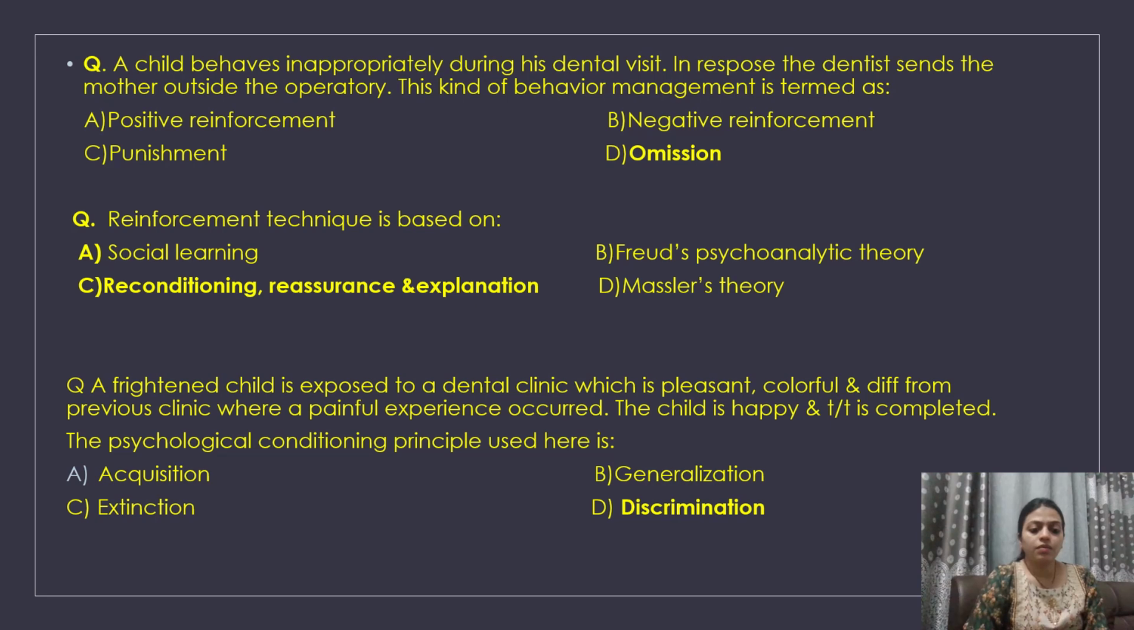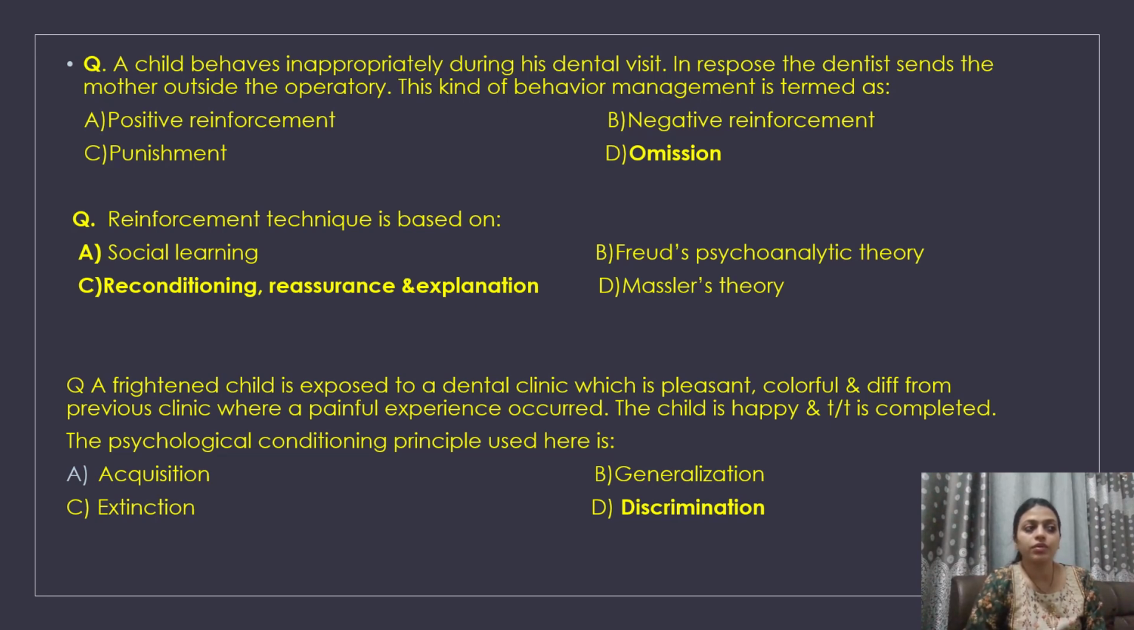Now let's discuss one or two questions. A child behaves inappropriately during his dental visit. In response, the dentist sends the mother outside the operatory. This kind of behavior management is termed as: A. Positive reinforcement, B. Negative reinforcement, C. Punishment, or D. Omission. The answer clearly is D, omission, because here the favorite thing of the child has been taken away from him. That is omission, the concept. The mother is asked to move out of the operatory. That is known as omission.